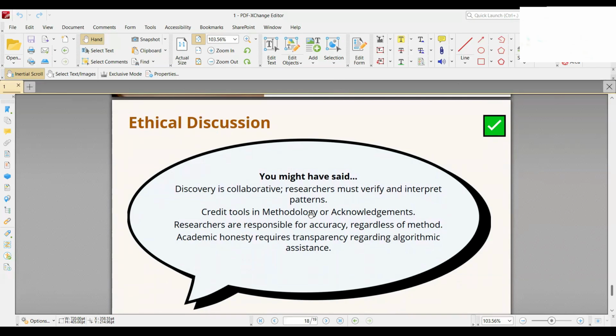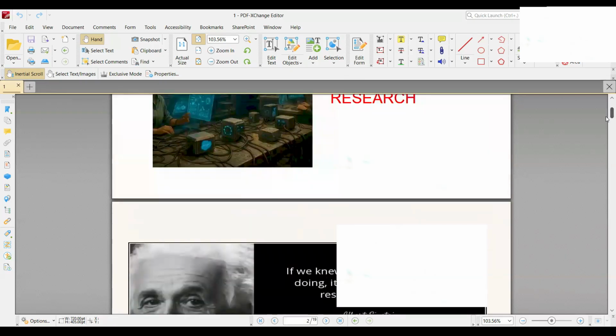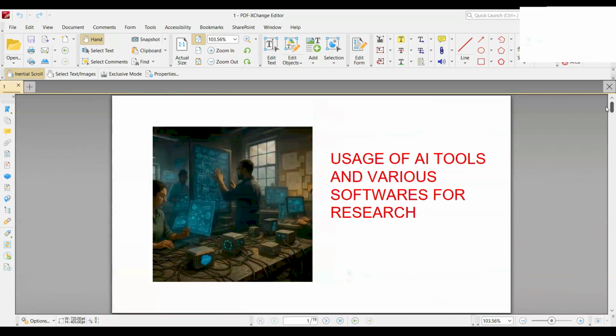On the ethical discussions, we might say that discovery is collaborative. Researchers must verify and interpret patterns. So this entire thing we have just discussed is about research and the usage of AI tools and various software for research.